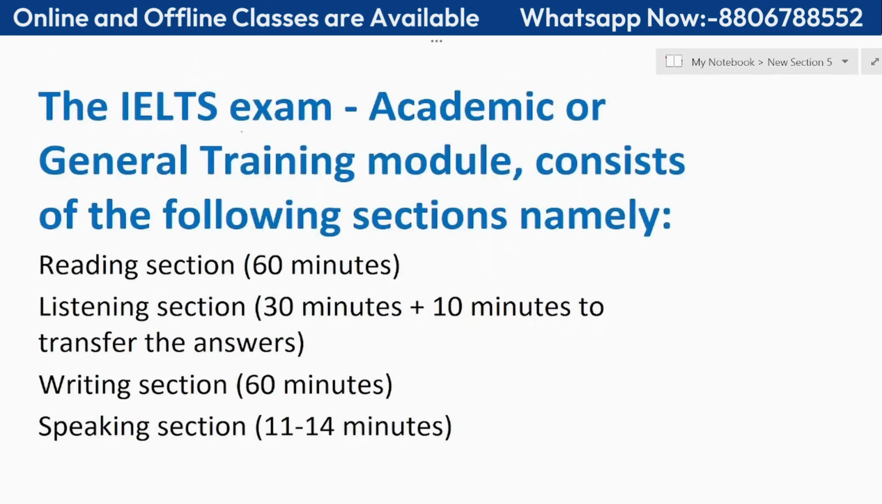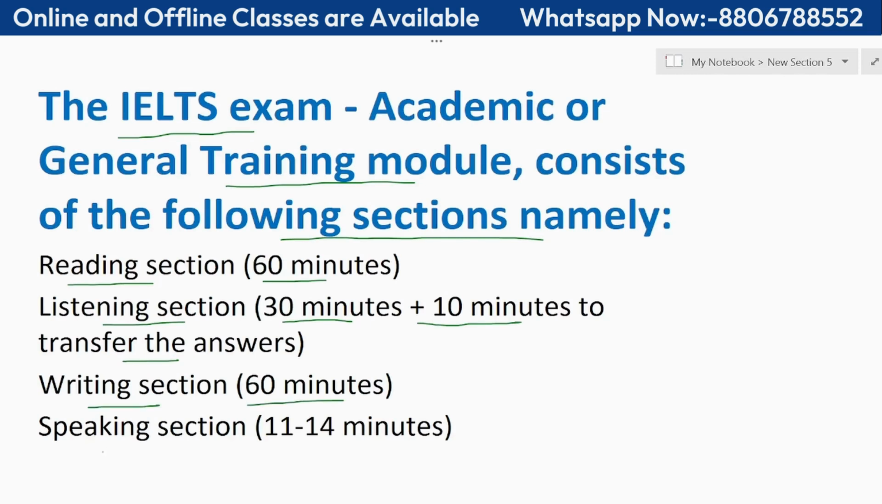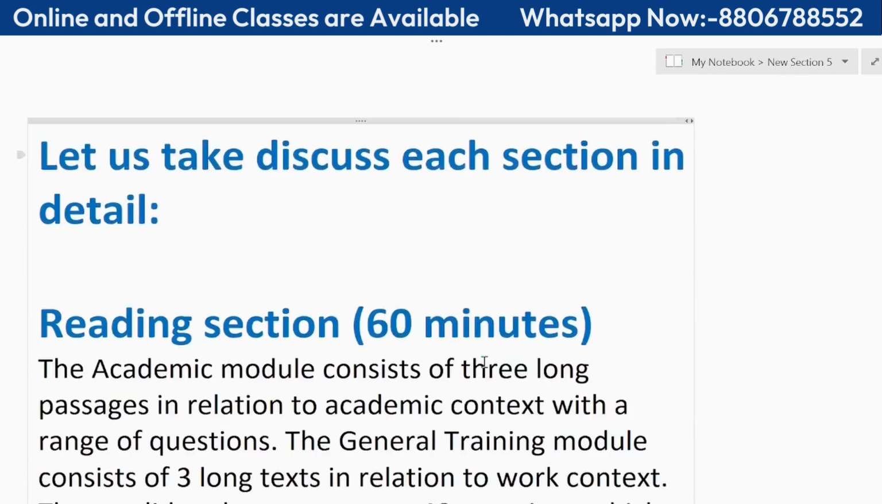The IELTS exam, academic or general training module, consists of the following sections. First is the reading section, that is for 60 minutes, then the listening section for 30 minutes, plus in the paper-based test you will get 10 minutes to transfer the answers to the answer sheets. Then there is the writing section, which is again for 60 minutes, that is 1 hour, and the speaking section, which is for 11 to 14 minutes. So total 4 sections.